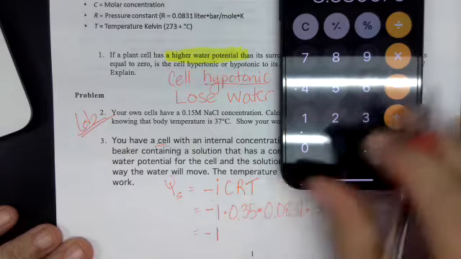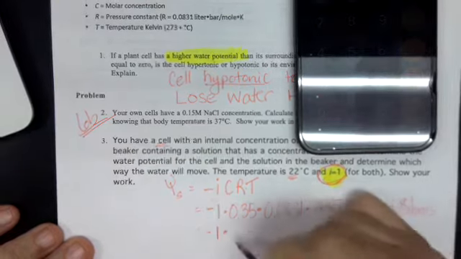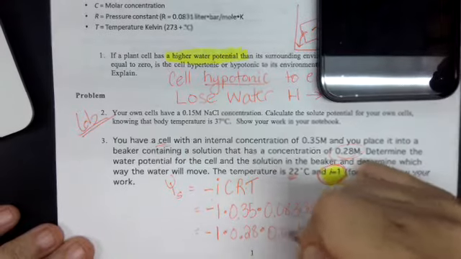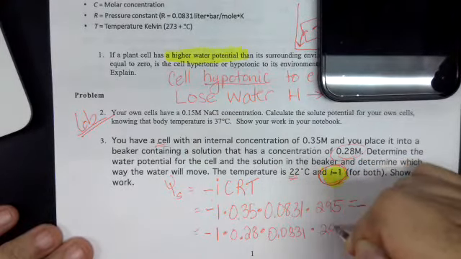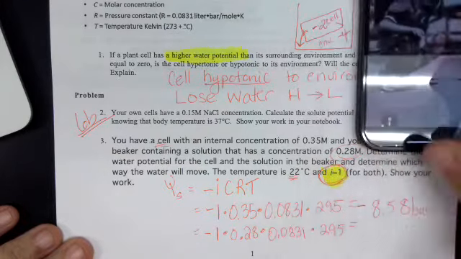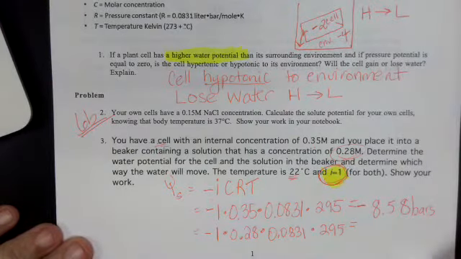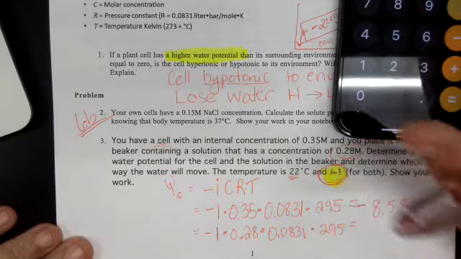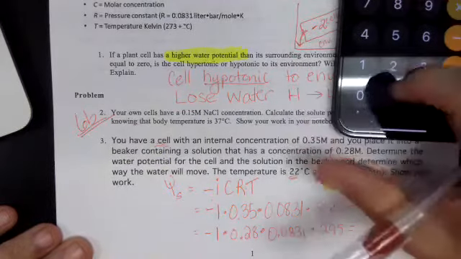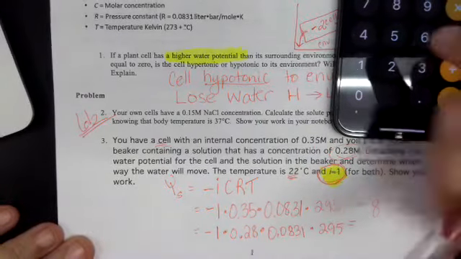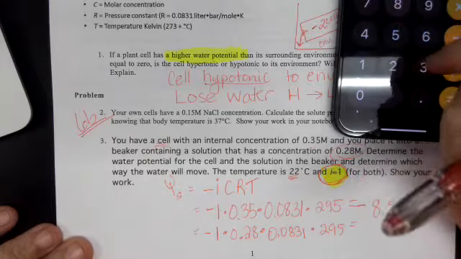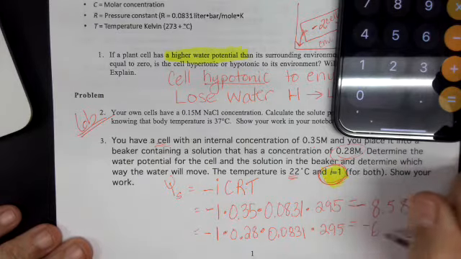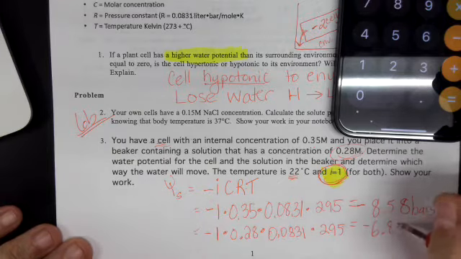And it's going to be times 0.28 molar times 0.0831 times 295, all of that is going to be equal to -1 times 0.28 times 0.0831 times 295. All of that is equal to -6.86 bars.